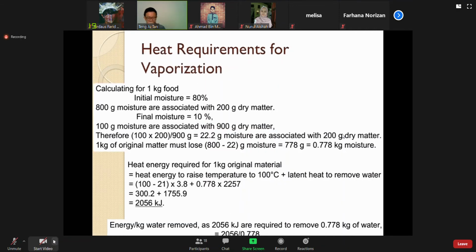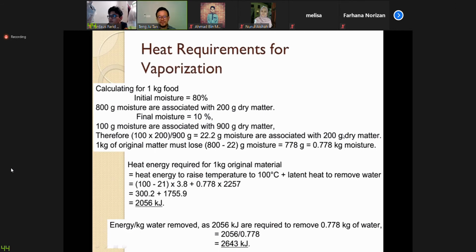So calculating for 1 kg of food, you always use a basis, like you've learned with Dr. Fpe's rules, so it's easier to solve the problem. You assume 1 kg of food, initial moisture is 80%, meaning 800 grams of moisture are associated with 200 grams of dry matter.